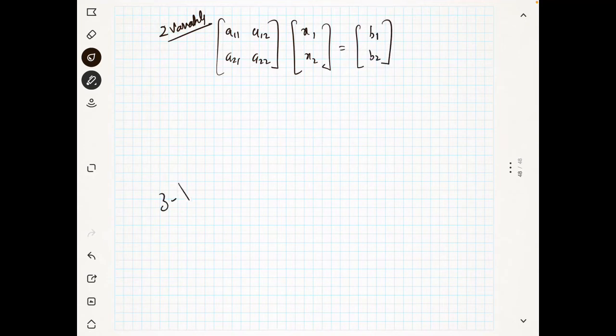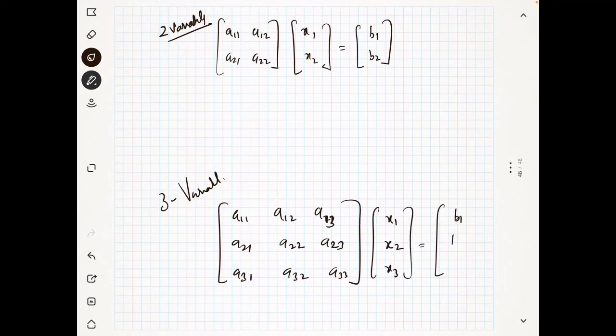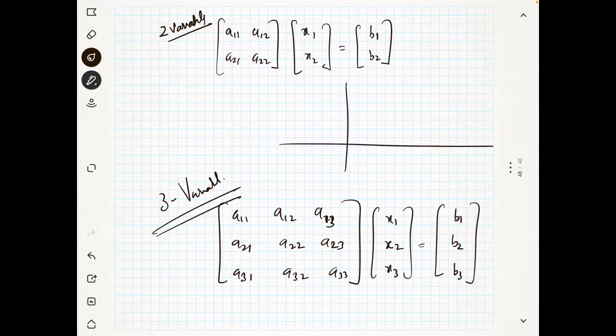Next is the 3 variable equation: A11, A12, A13, A21, A22 and A23, A31, A32 and A33. Then I told you this multiplies, let's say, x1, x2 and x3, which is equal to b1, b2 and b3. This is our equation of 3 variables.